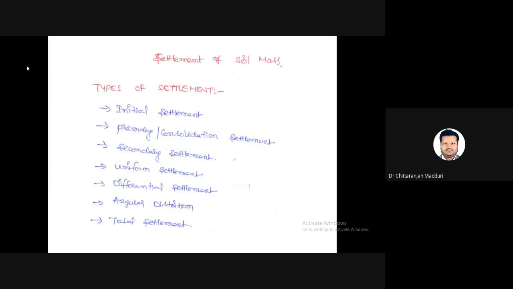So then, uniform settlement. Due to the application of the load, the foundation is subjected to loading, and it may cause some vertical displacement. If the settlement of all footings is of uniform magnitude, that is, the settlements of all footings in the structure are the same, then if you take any footing and it settles uniformly, it is known as uniform settlement.